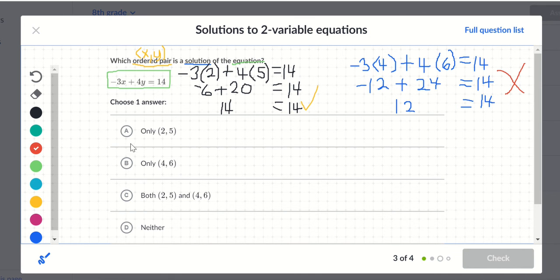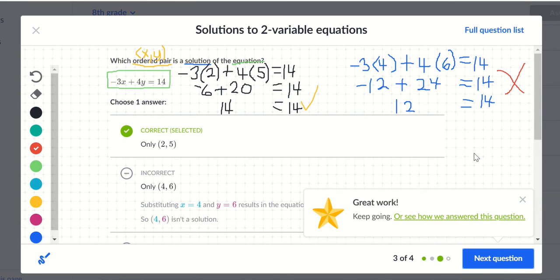Because only 2, 5 works, C can't be an answer, because C says it's both. And then obviously neither is false as well. So our answer is A. Our answer is 2, 5 as our solution. So we're going to check our work. Yay, we got it right.